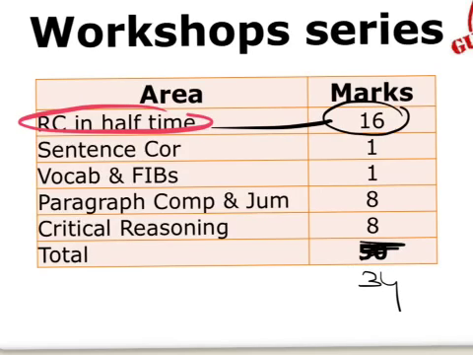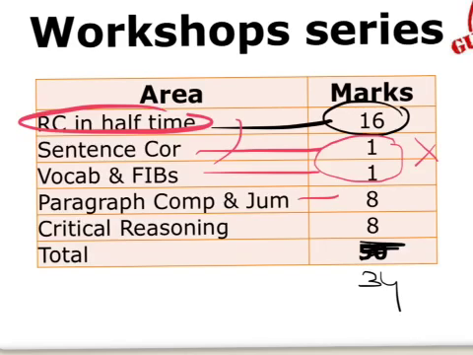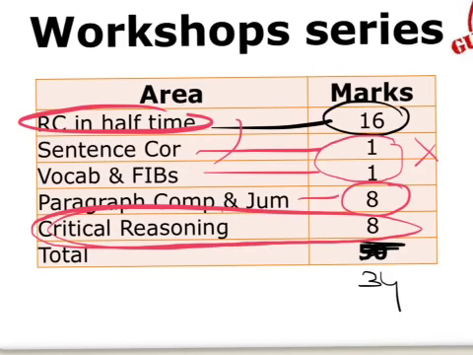Sentence correction and vocab used to be very important 10 years ago, but now it's out of CAT. Last year there was hardly zero, or in some sets one question on sentence correction and fill in the blanks. So grammar and fill in the blanks is out. Yes, I might need them for doing RC, but otherwise it's out. ParaJumbles and para-completion are 8 questions, and the new change which will come in CAT is critical reasoning, 8 questions, and this is going to be a good deciding factor.